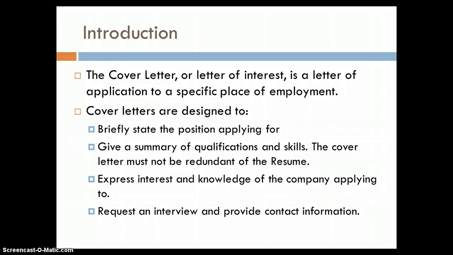Number three, you're expressing your interest and knowledge of the company. And lastly, you should be requesting an interview and providing your contact information to the employer so they can get a hold of you if they like what they see.